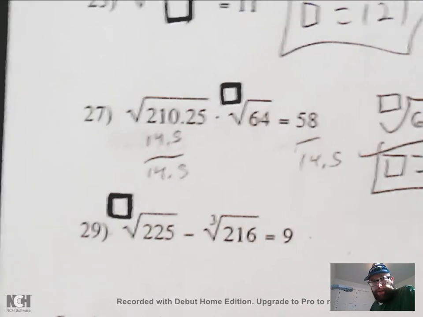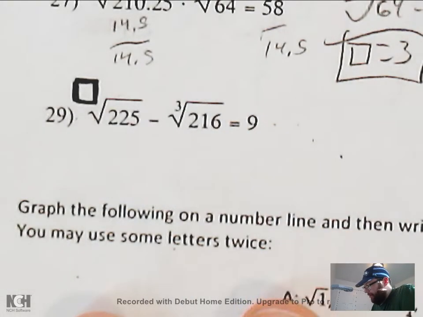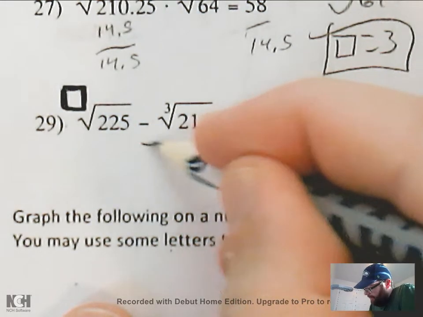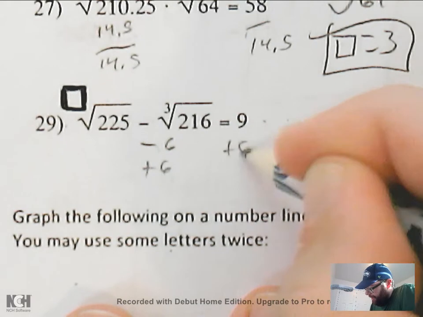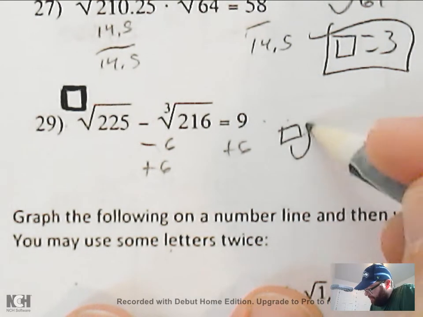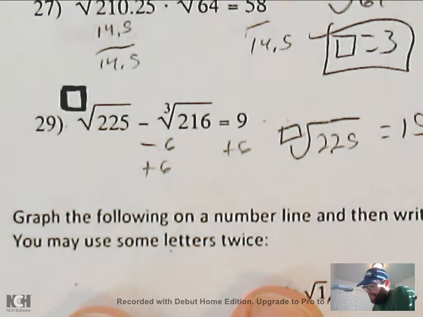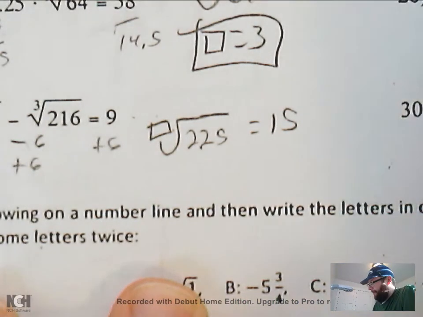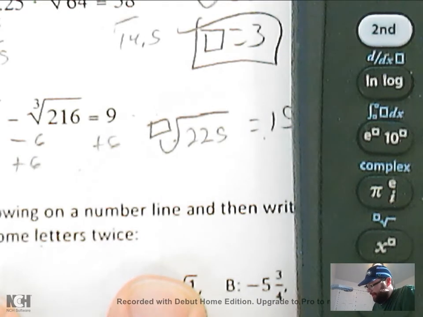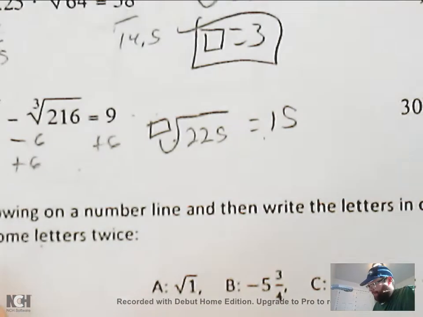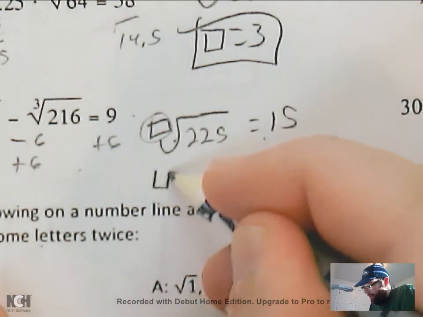Okay, then we're over here and we're going to do kind of the same thing. We're minusing the cube root of 216. So cube root of 216 is 6. So that's like saying minus 6. So we're going to add 6 to each side, which gives me the something root of 225 is equal to 15. And I know this answer, but we're going to check it anyway. It's good. And we're going to try square root 225 is 15. So square root of 225 is 15. That means that this is a 2. So box has to equal 2.